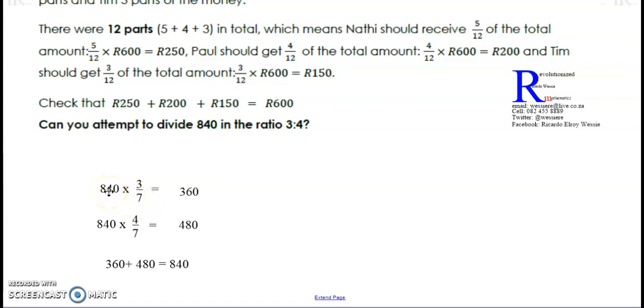7 goes into 840 120 times, so 120 multiplied by 3 is 360. 4 times 120 is 480. If I add the two together, it must still give me 840.